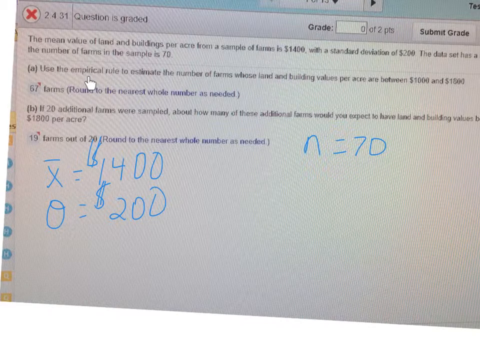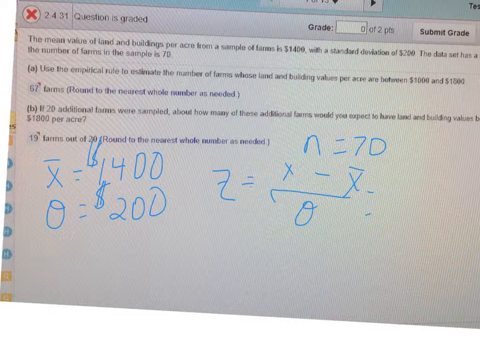Use the empirical rule to estimate the number of farms whose land and buildings are between 1,000 and 1,800. You can find that mentioned in the section on standard deviation, the empirical rule. So we need to find the z-score for these two values. To find the z-score, you take your score minus the mean, over the standard deviation.